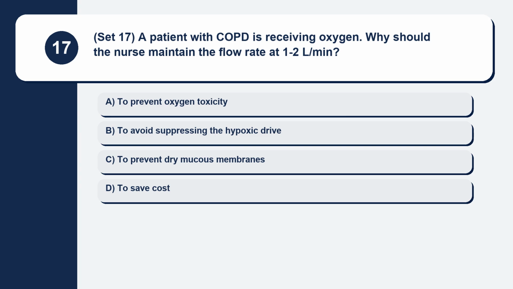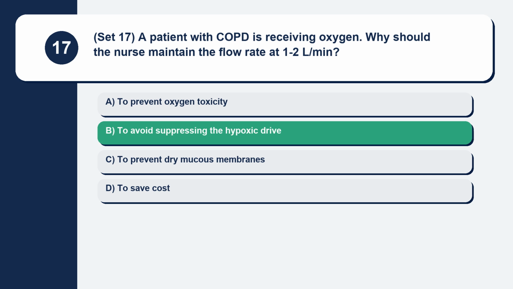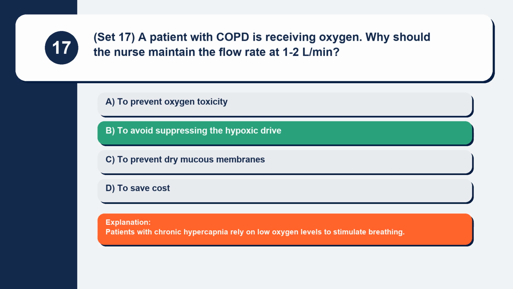Question 17. Set 17. A patient with COPD is receiving oxygen. Why should the nurse maintain the flow rate at 1 to 2 L/min? To prevent oxygen toxicity, to avoid suppressing the hypoxic drive, to prevent dry mucous membranes, to save cost. Patients with chronic hypercapnia rely on low oxygen levels to stimulate breathing.